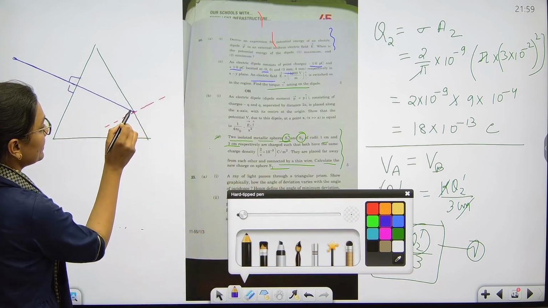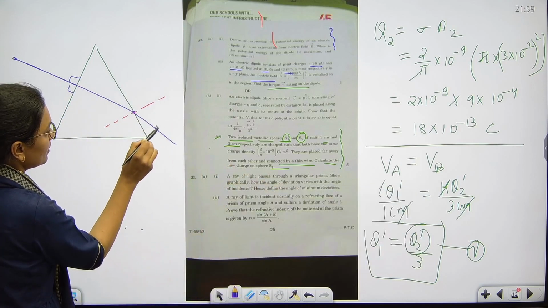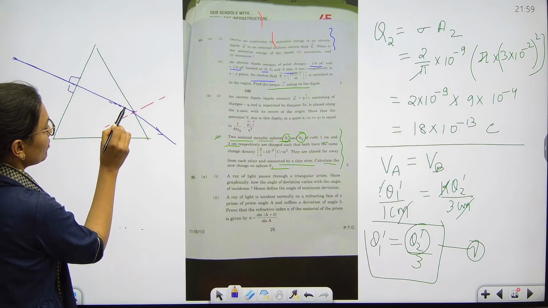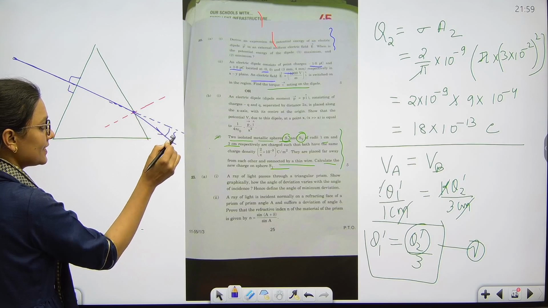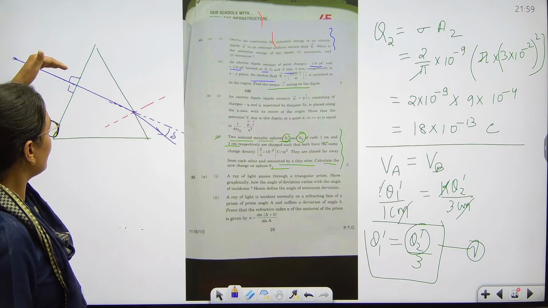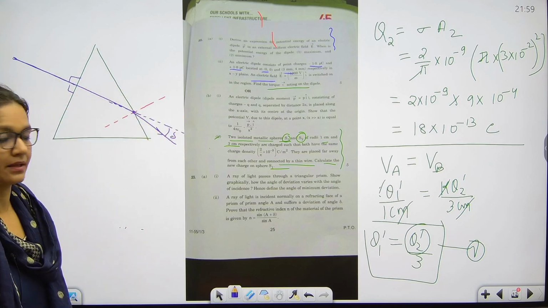The light will bend away from the normal like this. Initially the light was going in this particular direction. Bending takes place. So this angle is delta, the deviation. This is the deviation, na? From the original path, the bending.